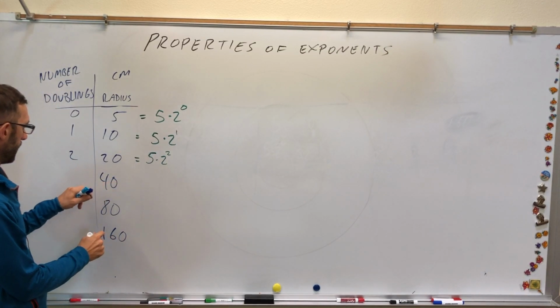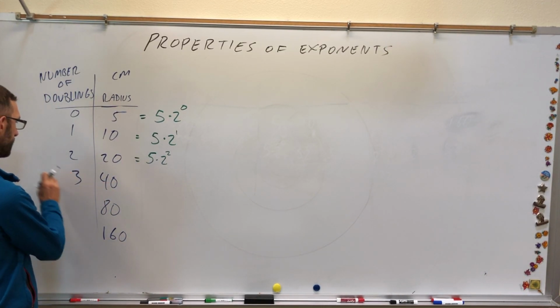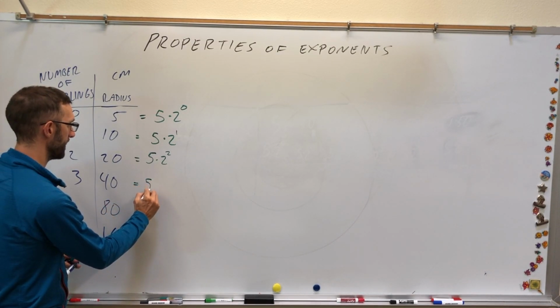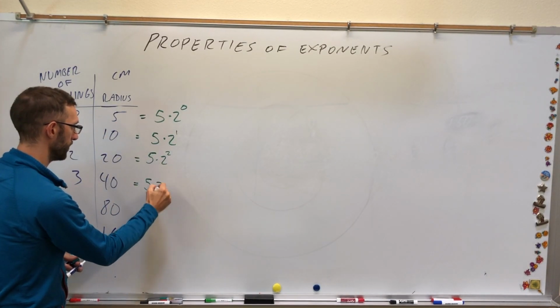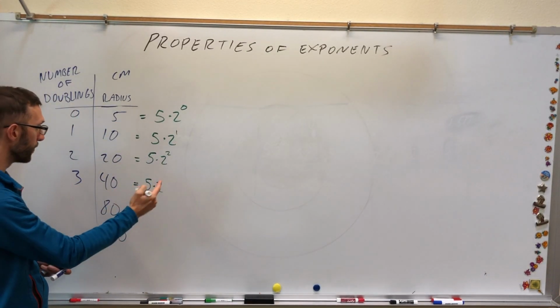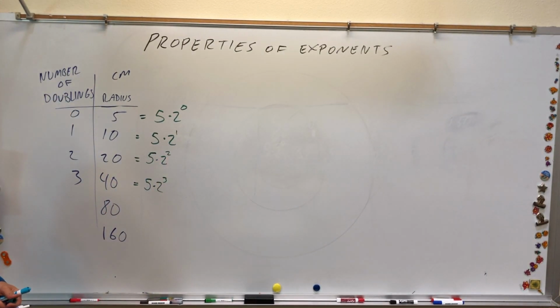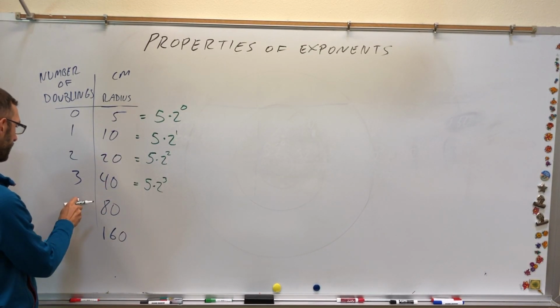And then we get to 40. We've gone to 3 doublings. And so what that means is we have 5, because we started out with 5, times 2. But then how many times did we double that? 3, because that was the third doubling. 1, 2, 3. And we go again to the 4th doubling.